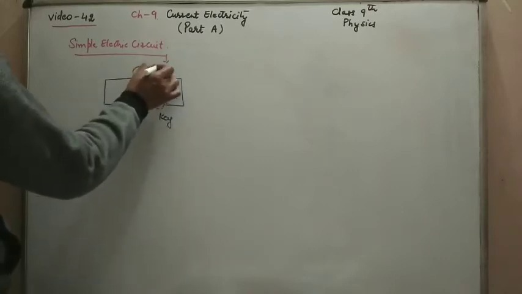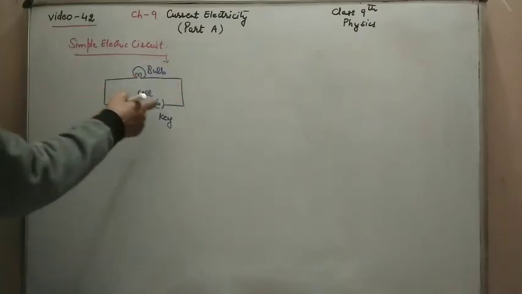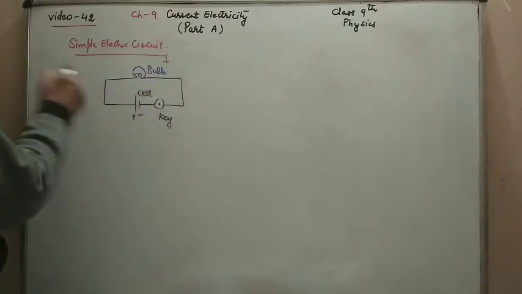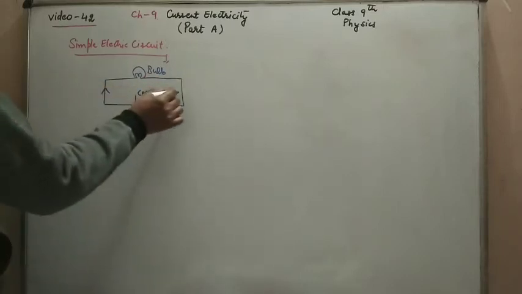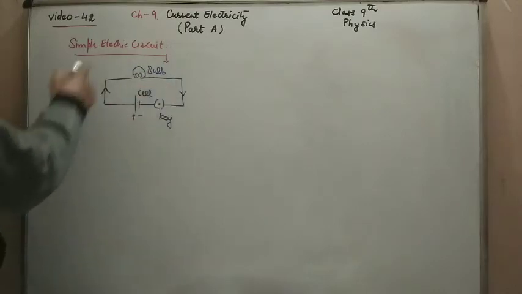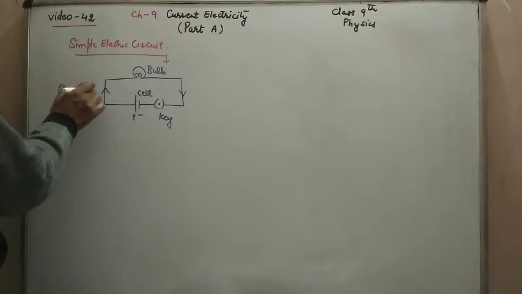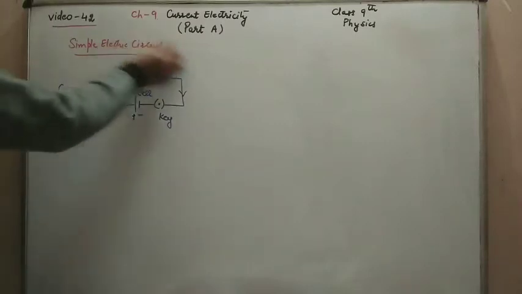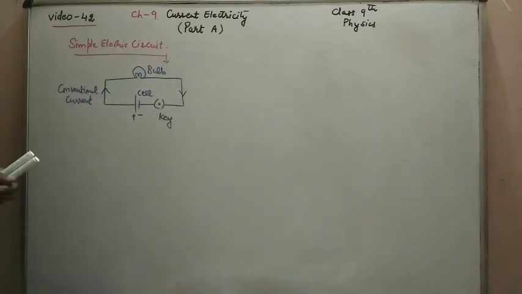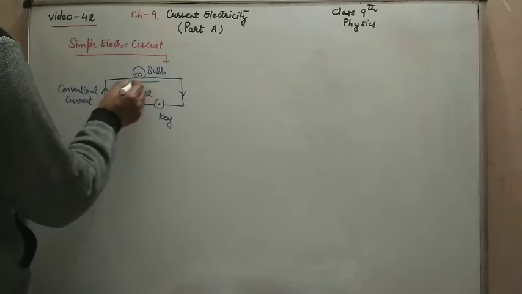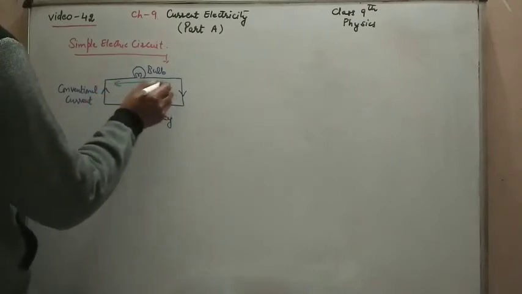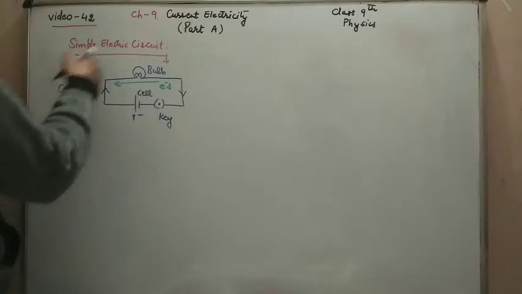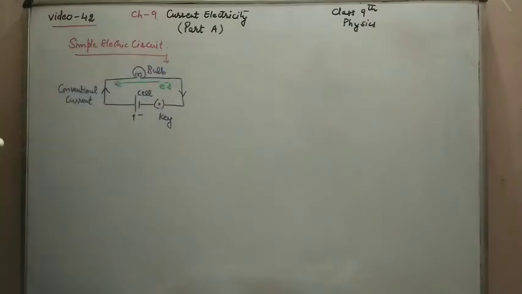This is bulb. As you know, the key is on or circuit is closed, so simply you can represent the flow of current with this arrow from positive to negative. So this is the conventional current, which is representing the flow of positive charge from positive towards negative. But the flow of electrons will take place in opposite direction to the flow of conventional current.